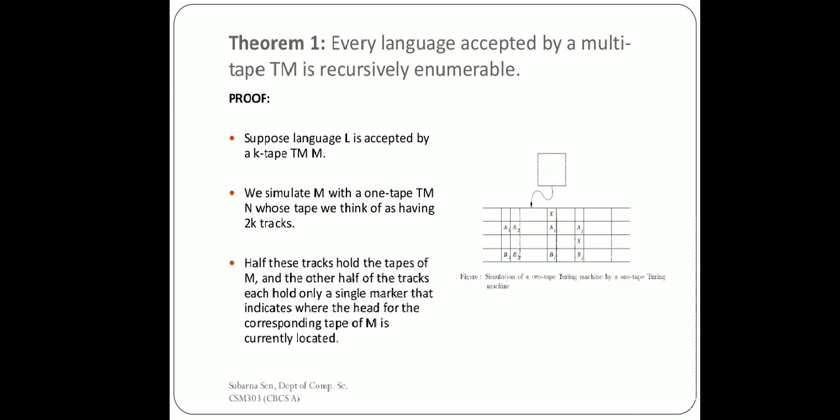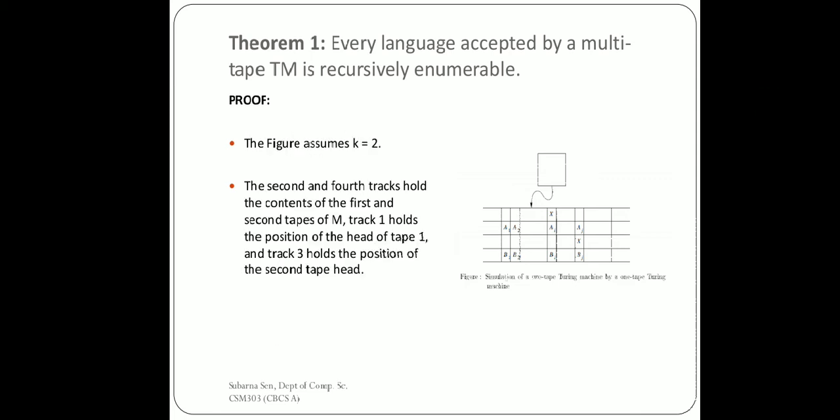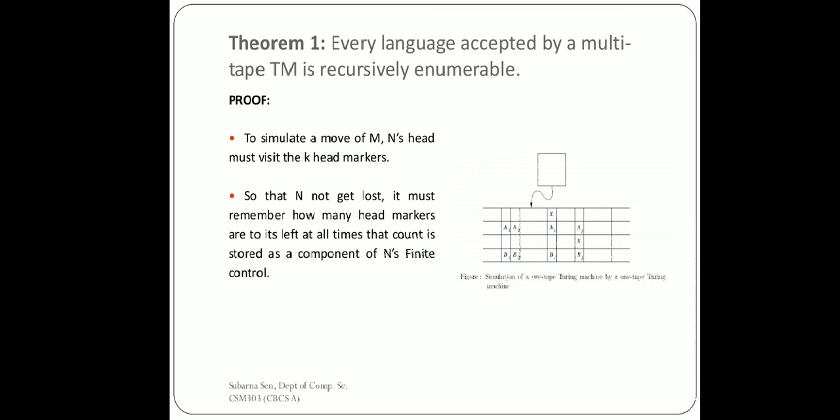Okay, now for simplicity we are assuming the value of k as 2. Here you can see that the second and fourth tracks are holding the contents, and track 1 and track 3 are holding the control. Okay, so we have already seen it. Now see, to simulate a move of M, N's head must visit the k head markers, right? So it has to visit k head markers because k number of tapes are there. So N will not get lost anywhere, since the head marker is there, right? So it has to remember it. That's why we are using one marker.